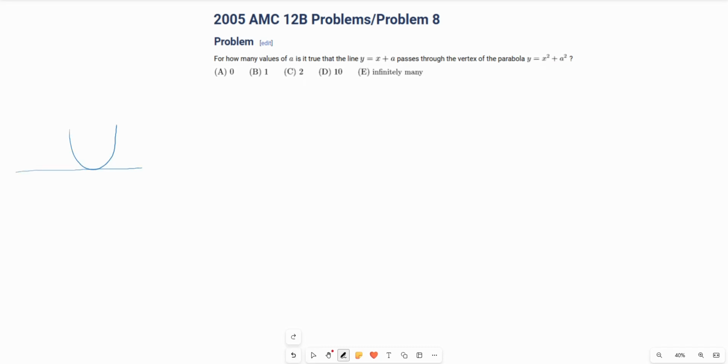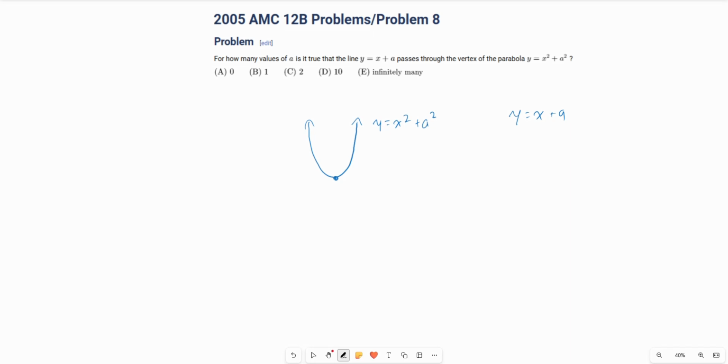Okay, so what is the problem asking for? Let's first see what the problem gives us. It gives us a parabola, and the equation of that parabola is y equals x squared plus a squared, and we want to find a line, which is y equals x plus a, that passes through the vertex of the parabola. So given this information, how can we make this problem easier?